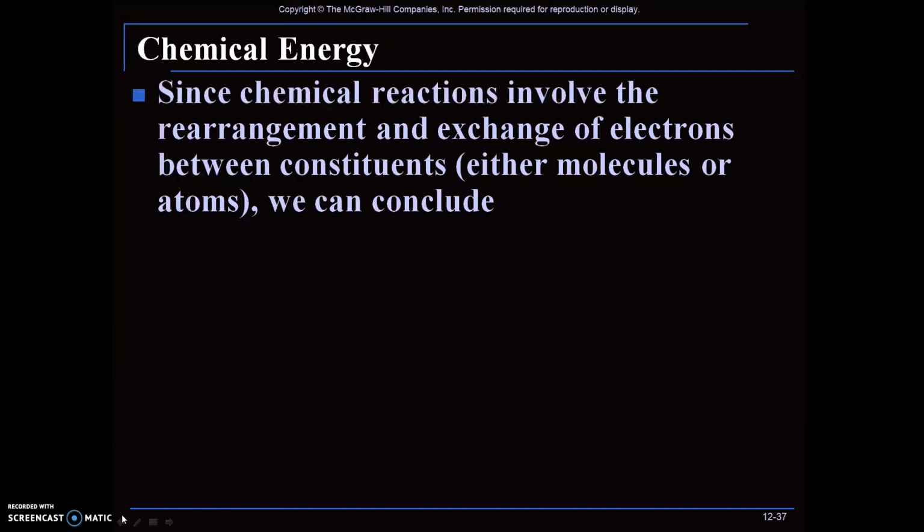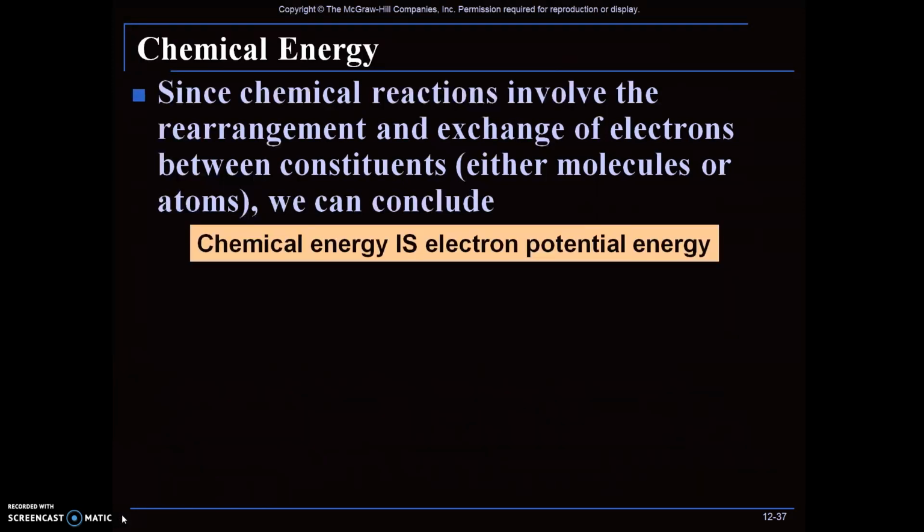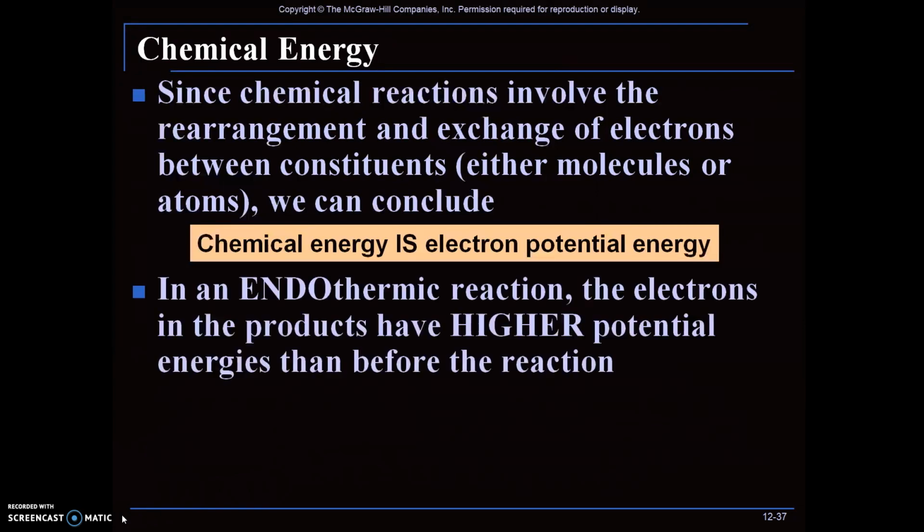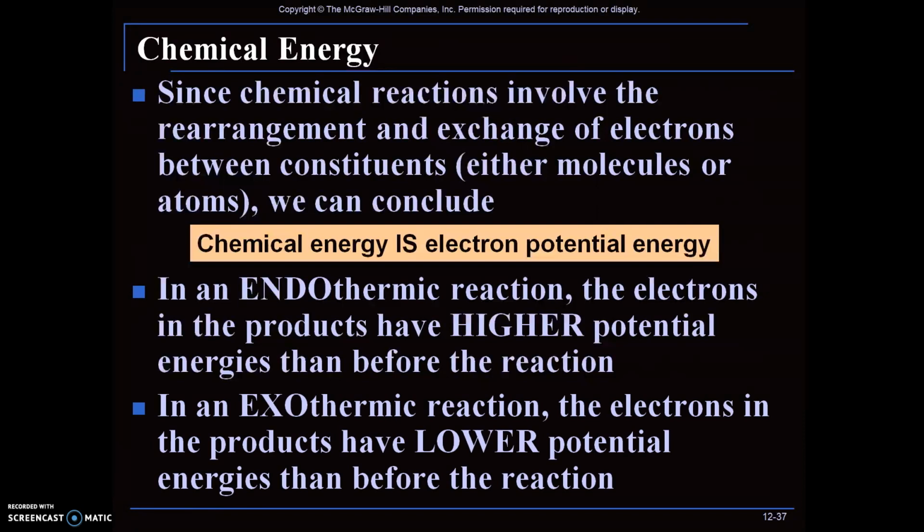Since chemical reactions involve the rearrangement and exchange of electrons between constituents, we can conclude that chemical energy is electron potential energy. So the energy can be transferred from one to other, but it cannot be created or destroyed. In an endothermic reaction, the electrons in the products have higher potential energies than before the reaction. In an exothermic reaction, the electrons in the products have lower potential energies than before the reaction.